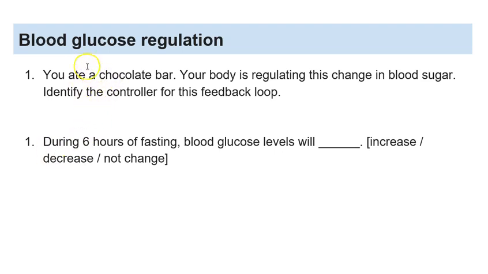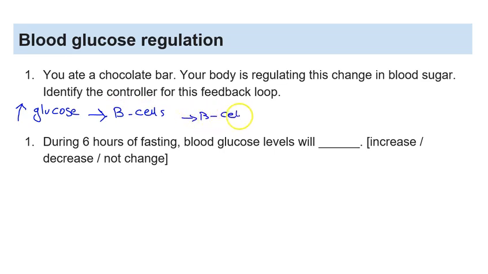Okay, another example for blood glucose regulation: you ate a chocolate bar, your body is regulating this change in blood sugar. Identify the controller for this feedback loop. So when we ate the chocolate, it means that we changed our blood glucose level. So we are now experiencing an increase of the glucose level in our blood. Okay, so then what would be our receptor? The increasing glucose is going to be noticed by beta cells of the pancreas, and they are also the controller.